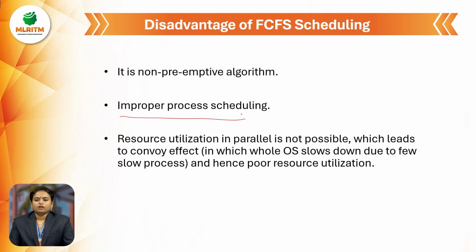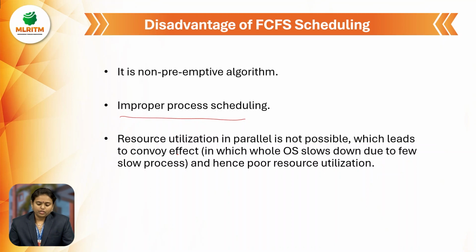process scheduling means in some cases we are taking process 1, process 2, process 3. In some cases we are taking process 2, process 1, process 3, like that. We are taking different orders, and based on different orders, we are getting different average waiting times. So improper process scheduling is done in this. And resource utilization in parallel is not possible, which leads to convoy effect.